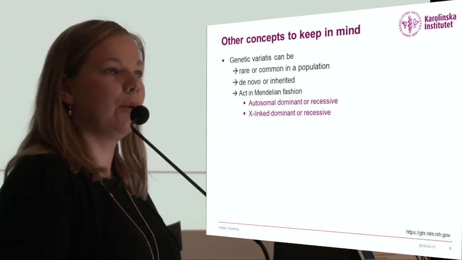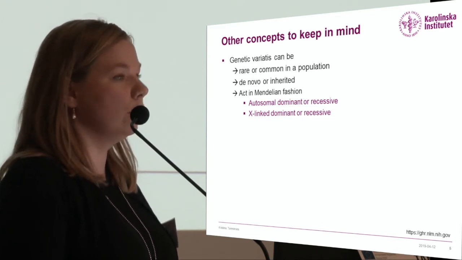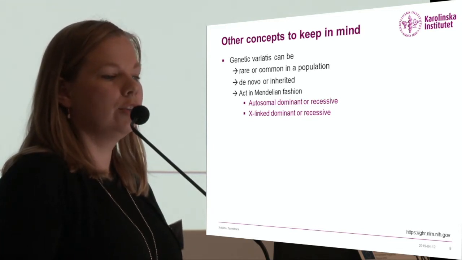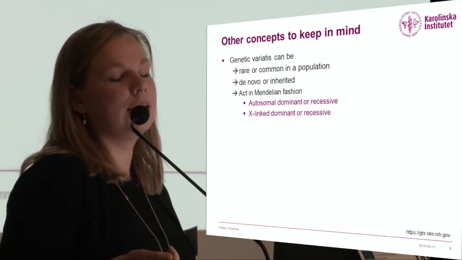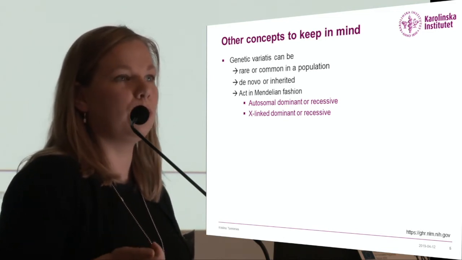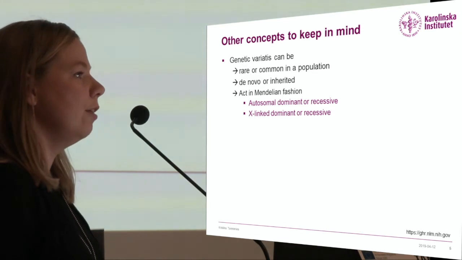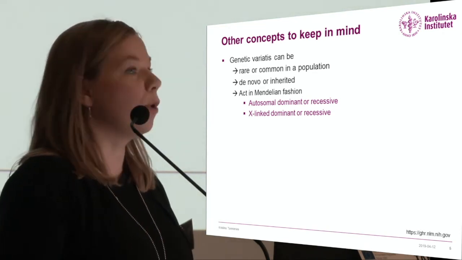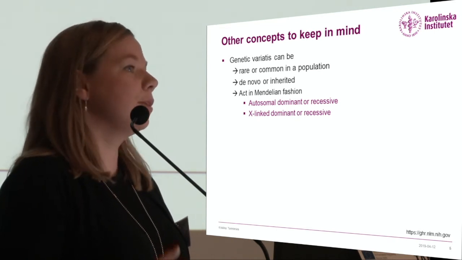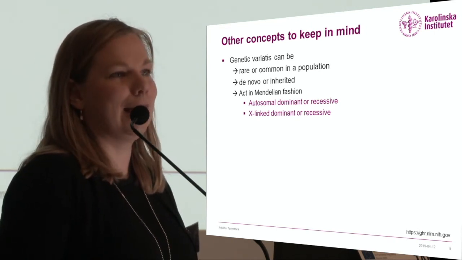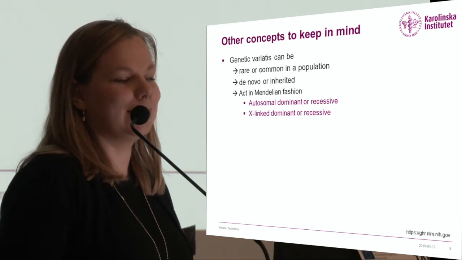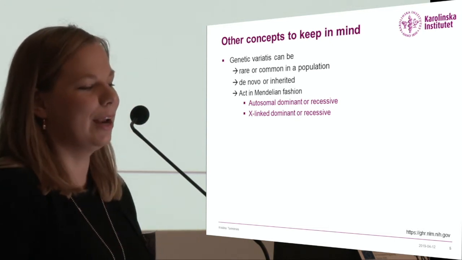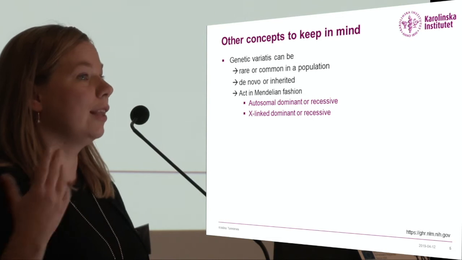Other concepts that I want you to keep in mind during all the talks: when we talk about genetic variants, these can be rare or common in a population. Rare depends on what kind of definition people have. We can say that it's roughly lower than 1%. Sometimes you use a bit lower frequency, and that's everybody's favorite number. Or then they can be common.